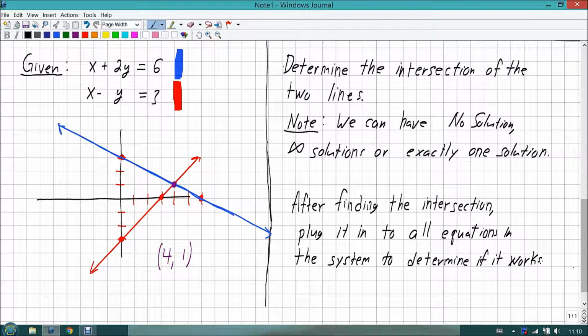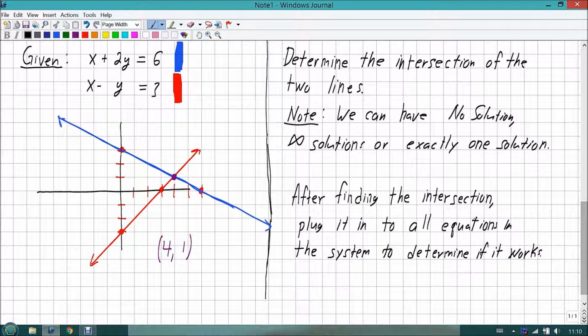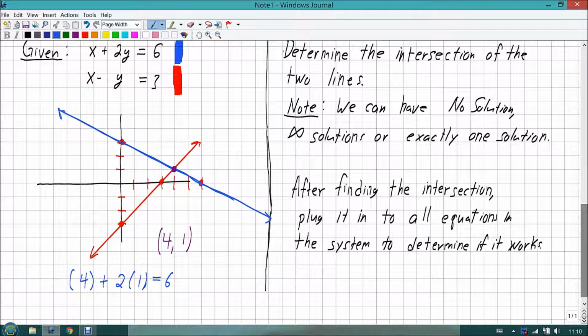So we need to make sure that this intersection actually works. Right now we're estimating, we're guessing. We think it's at 4, 1, but we don't know for sure until we try it out. So we plug it into each equation. For blue, I have an x of 4 and a y of 1, and we have to see if that's equal to 6. 4 plus 2 is equal to 6, so it works out for blue. And then for red, we have an x of 4 and a y of 1, and that has to be equal to 3. We get 4 minus 1, which is 3, so that works out. So it worked for both equations.